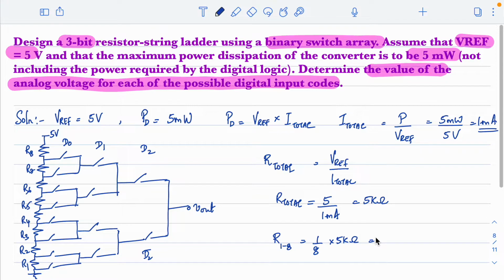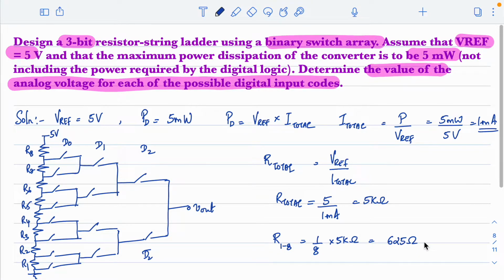1 by 8 into 5k, what is the individual resistance value, R1 to 8? Yeah, it is equal to 625. 625 ohms. This is the resistance value.